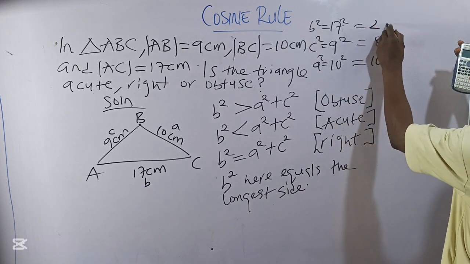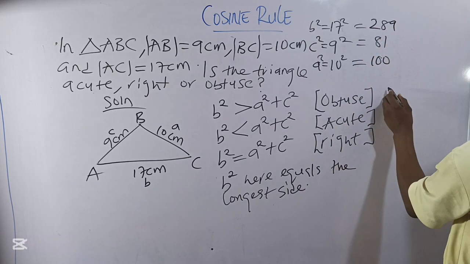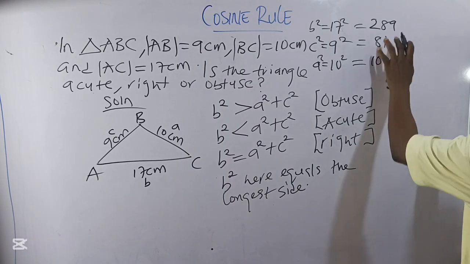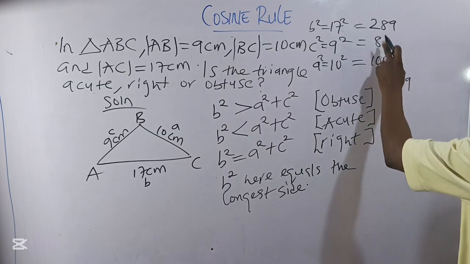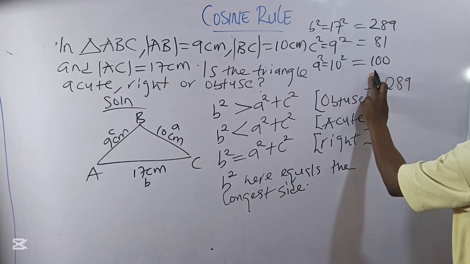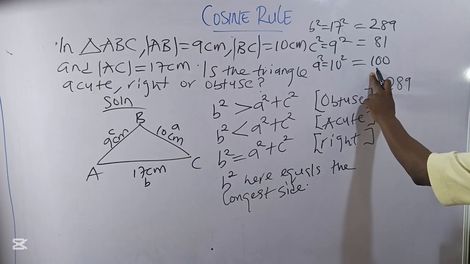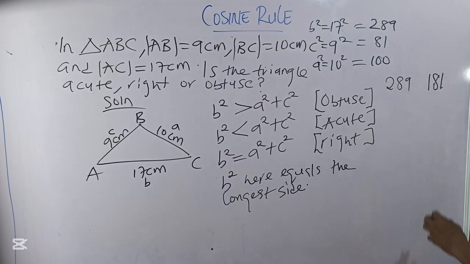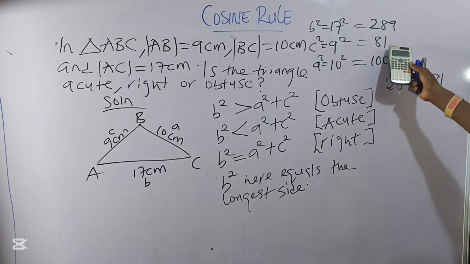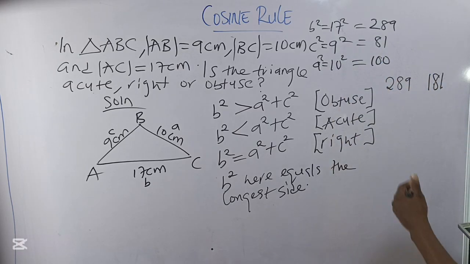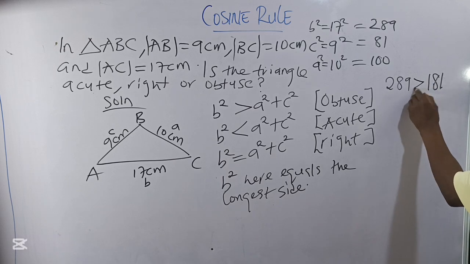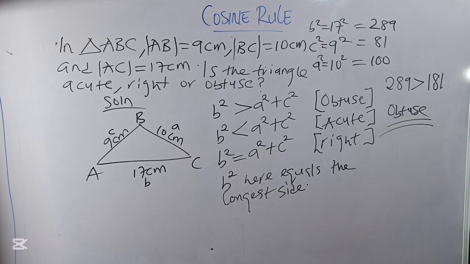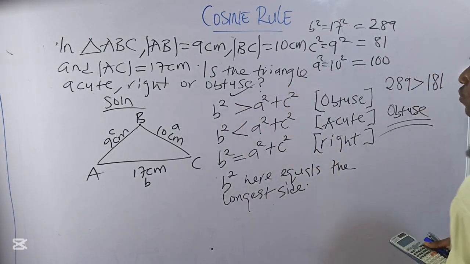So we simply have 289, which is 17 square, and we add up these two. That will give us what? 81 plus 100, which is 181. Now you see that 289 is still greater than the sum of C square and A square. So therefore, since it's greater than, we have the triangle to be what? Obtuse triangle. So this is the answer to this. This is an obtuse triangle.